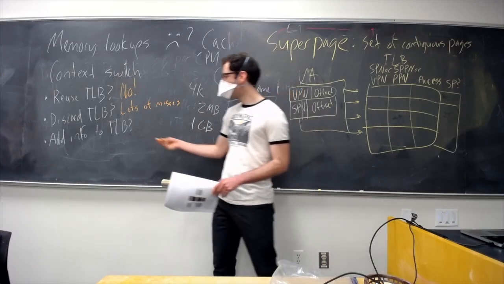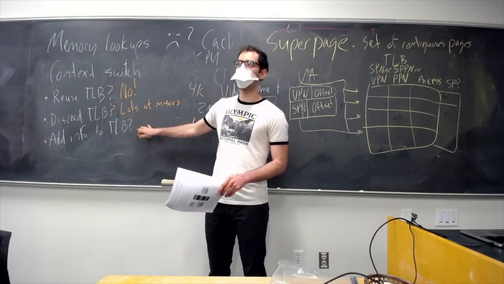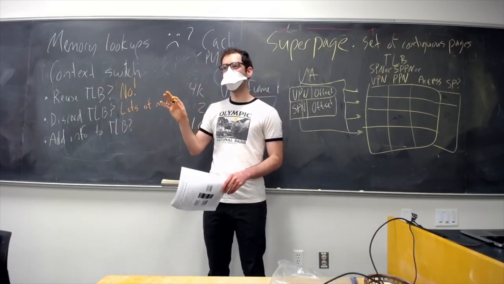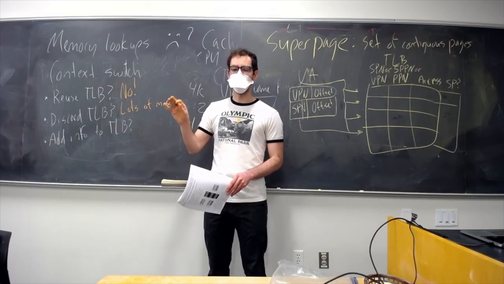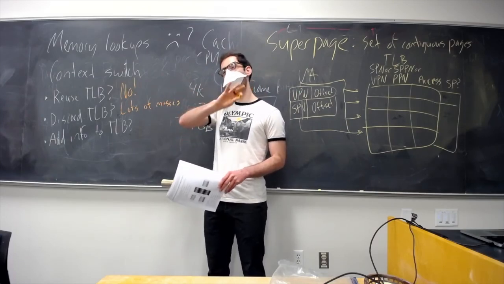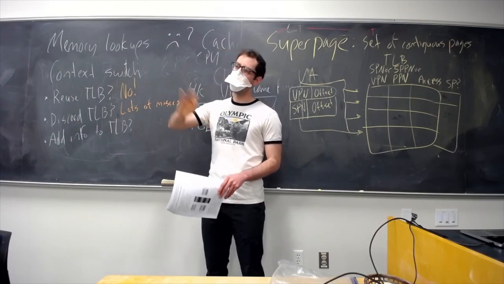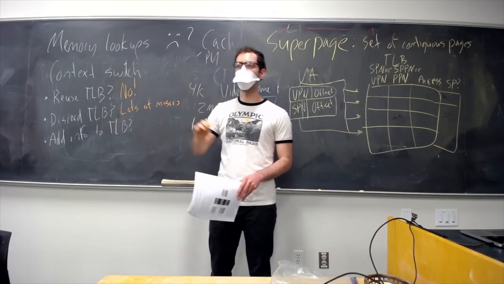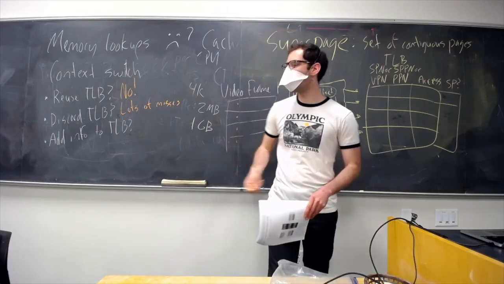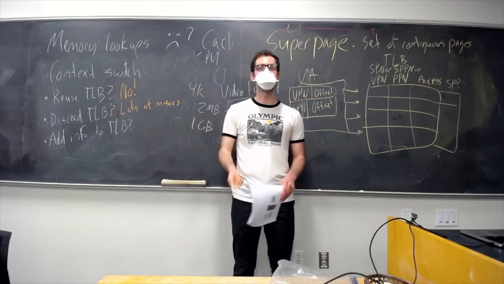Yeah, that's an interesting idea. I think that would add significant complexity to the architecture of the TLB, because we want to search everything in parallel, and now we have this index telling us that only part of this can be searched. That would require a significant redesign.